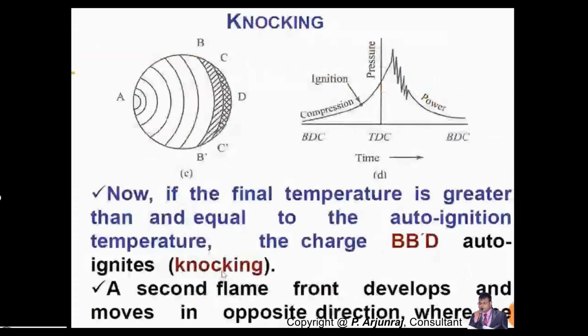When you go for the abnormal phenomenon, you have abnormal combustion, which means you get a sudden peak pressure which is not normal. The peak pressure will be higher than the normal combustion pressure, and you get a noise called a knocking sound. This phenomenon is called the knocking phenomenon. So how does this happen?